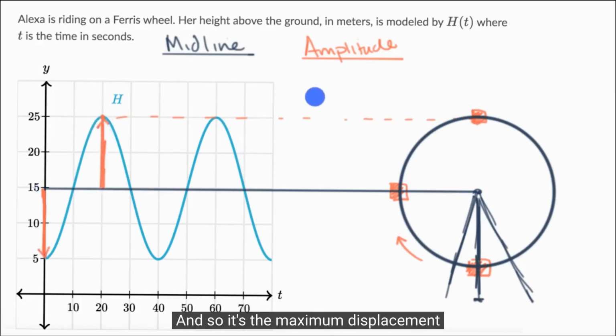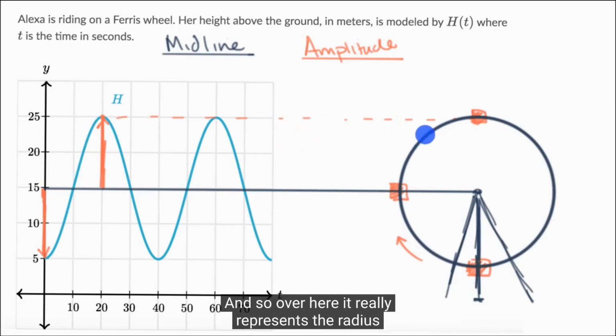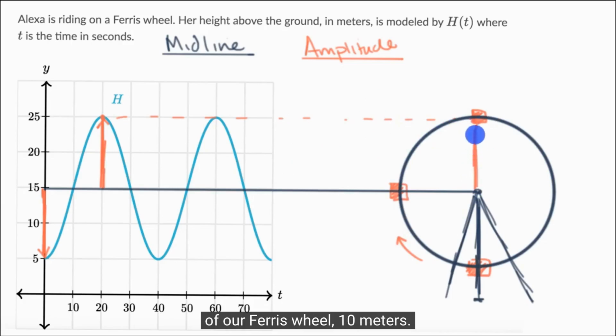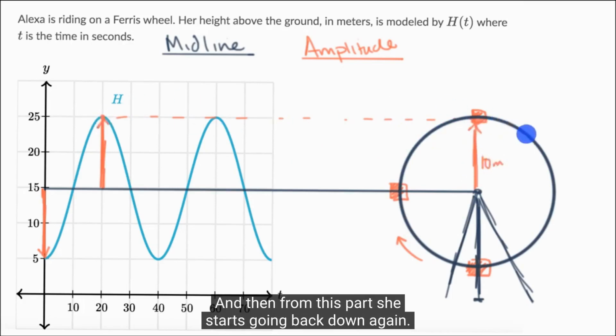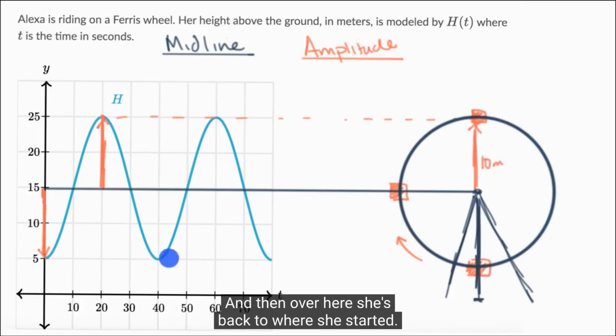And so it's the maximum displacement, or the maximum change from that midline. And so over here, it really represents the radius of our Ferris wheel, 10 meters. And then from this part, she starts going back down again. And then over here, she's back to where she started.